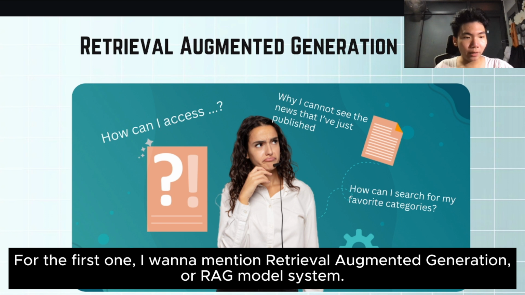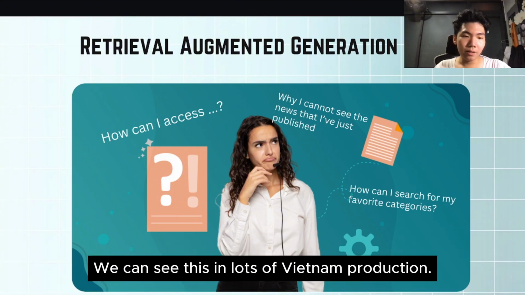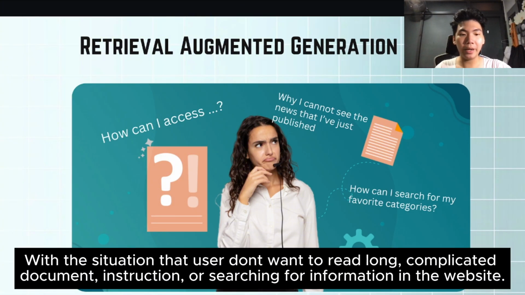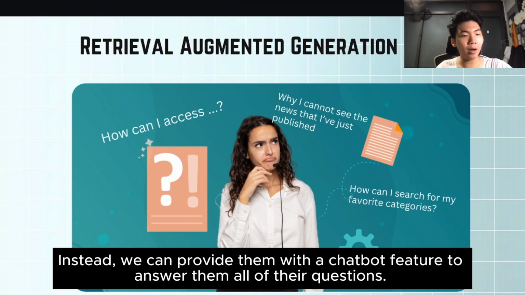For the first one, I want to mention the retrieval augmented generation, or RAG, model systems. We can see this in a lot of Vietnamese productions, in situations where users don't want to read long, complicated documents, instructions, or search for information in the websites. Instead, we can provide them with a chatbot feature to answer all of their questions.